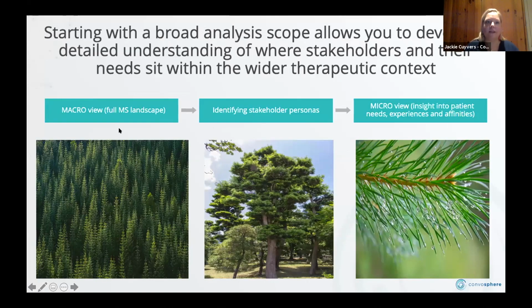So you start off with the broad view, the macro view. You've got the full view of the MS landscape. Then from that, you do your analysis, you map out the patient journey, and you can then develop your stakeholder personas. And then you have the micro view where you're focusing in on each stage. So when you have your personas and you're focusing on the treatment phase, you really understand, by looking at the emotions, the impact on those personas, patient types, or caregivers within the context.